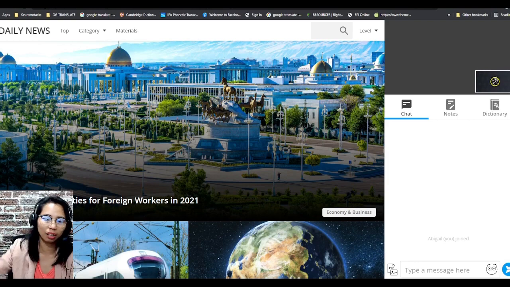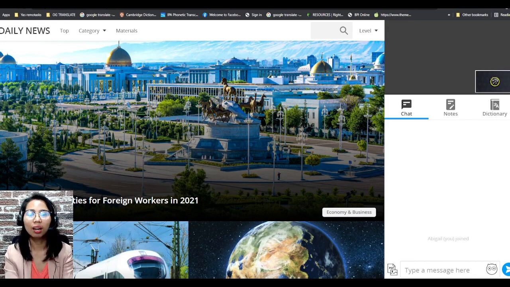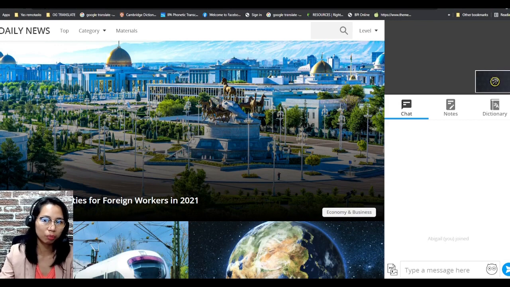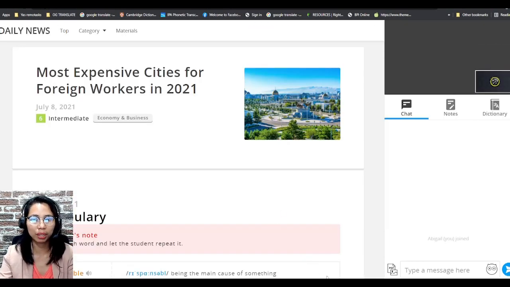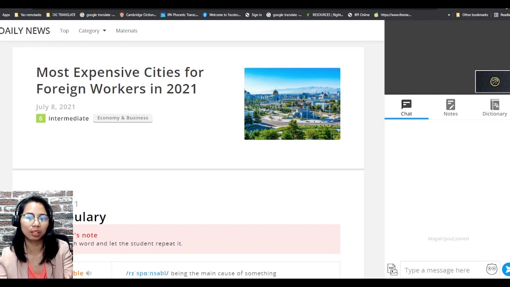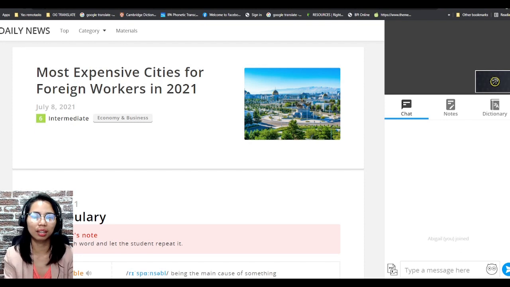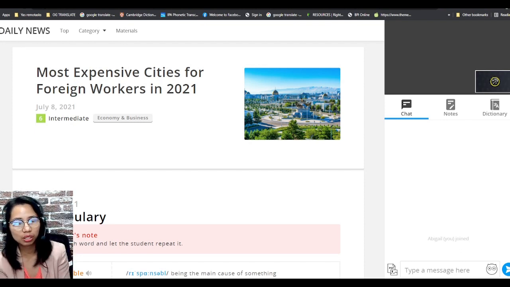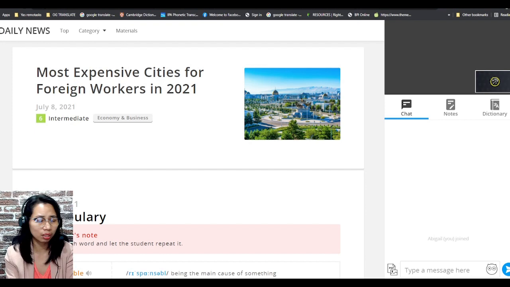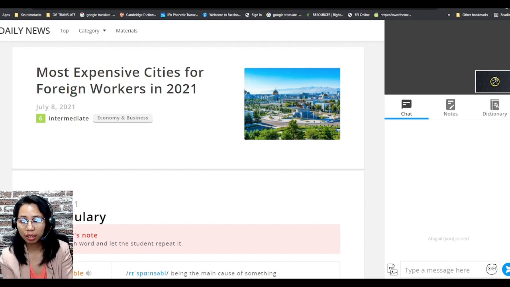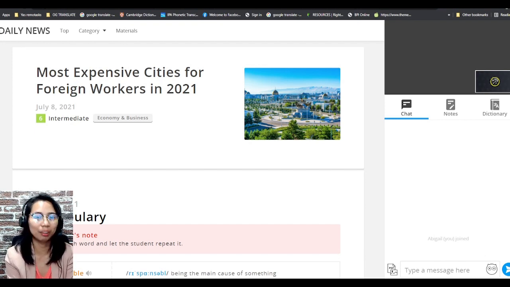If you can already see it there when opening the classroom, you can say, I can see here that you've already chosen the daily news for today. So am I right? This is about most expensive cities for foreign workers, and then he will confirm, yes. So it would look like this if you enter the classroom. After the introduction, you can say that I can see here that you've already chosen a daily news, which is most expensive cities for foreign workers in 2021. Am I right? And you will say yes.